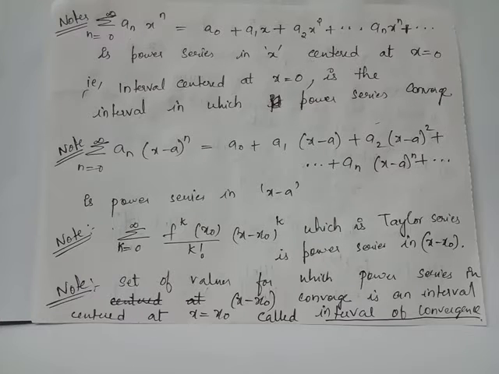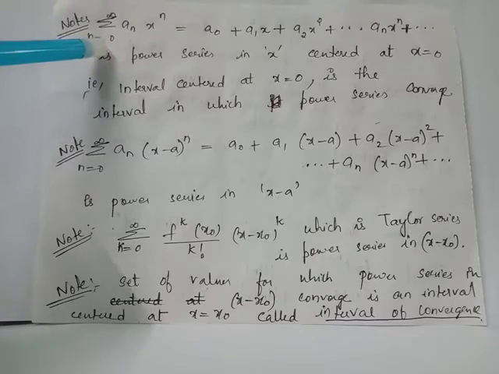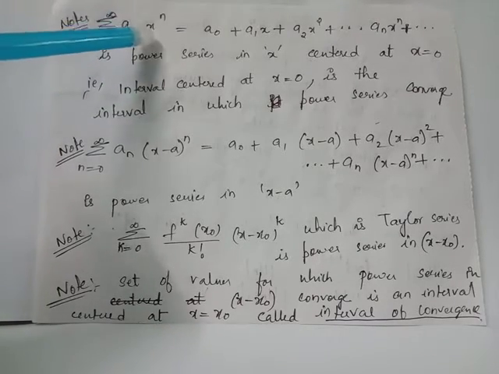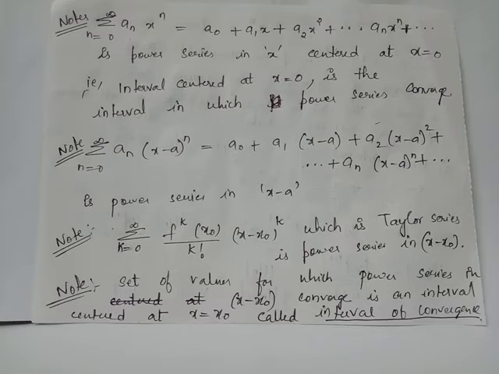Taylor series, Maclaurin series are familiar examples of infinite series. Another popular example of infinite series is power series. An infinite series of the form summation n ranges from 0 to infinity a suffix n x raised to n is known as power series in x. This power series converges in an interval centered at x equals 0.